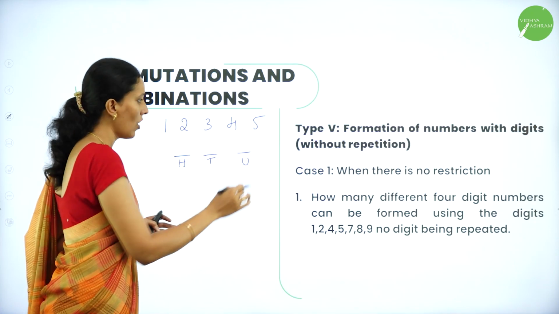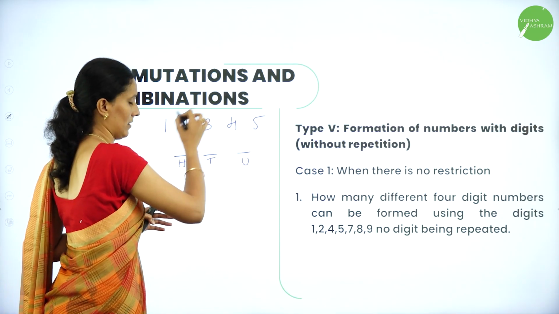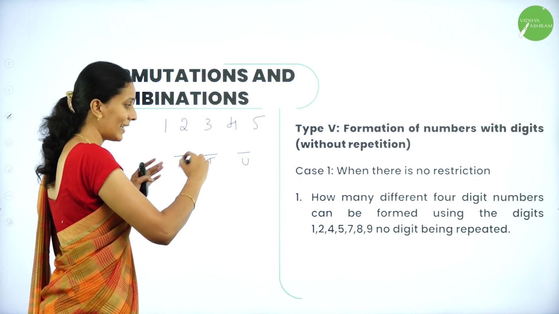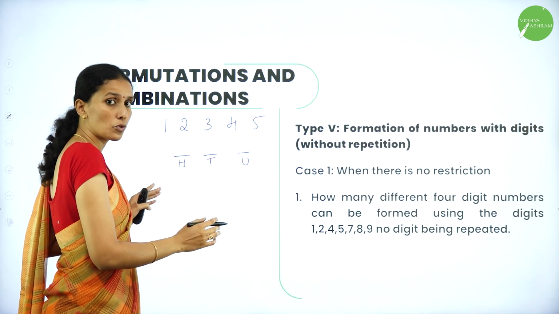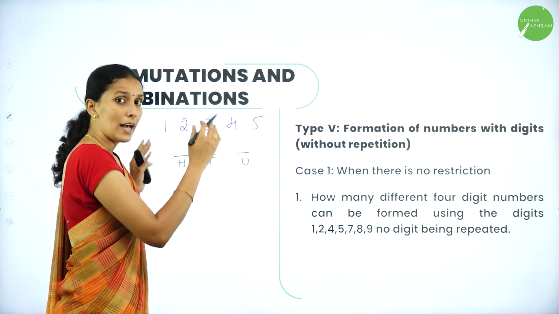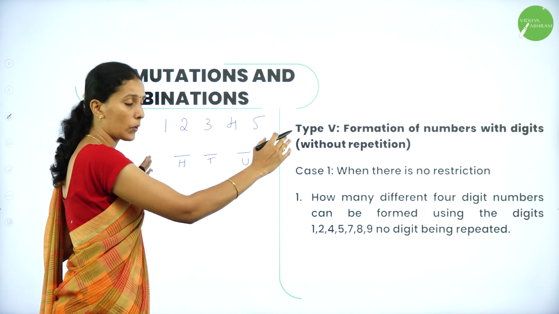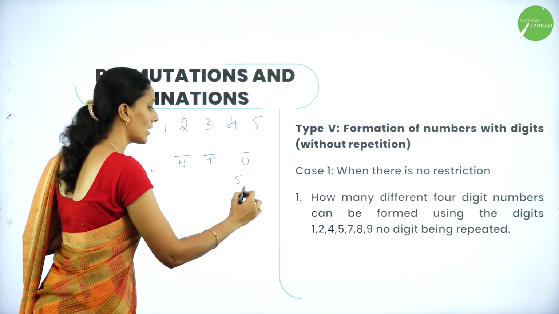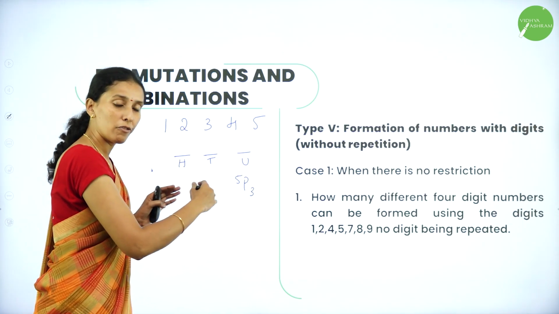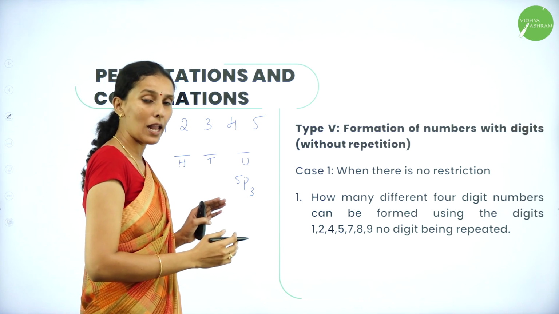So, I can fill all the numbers in any of the places. My condition is to choose a 3-digit number from 5 digits. This can be taken in the formula of permutation as 5P3 also. So, this is one type of logic where we use the formula method.